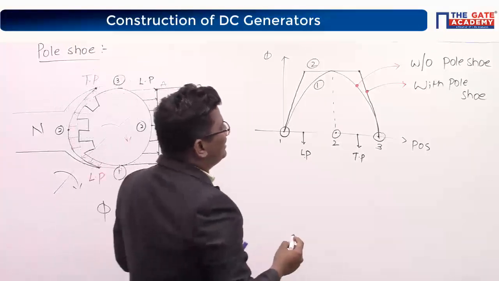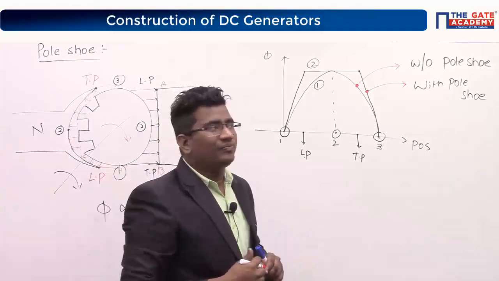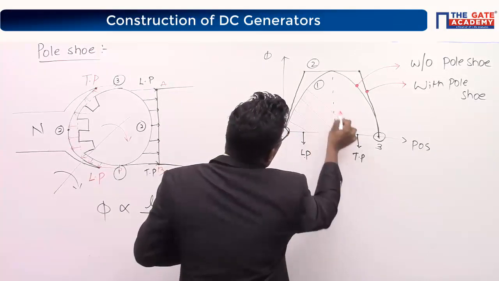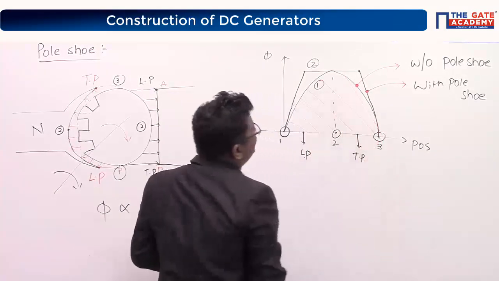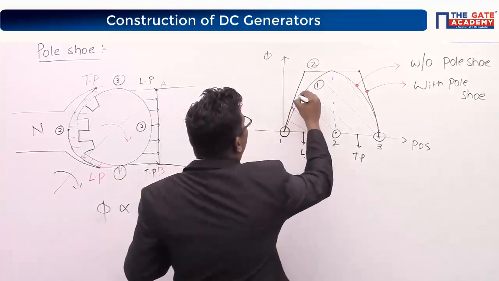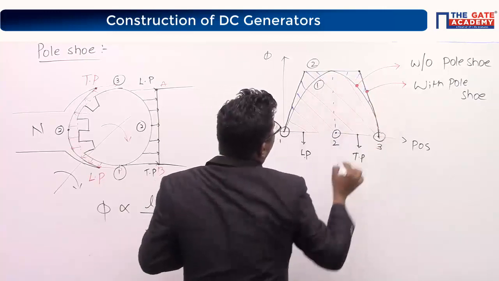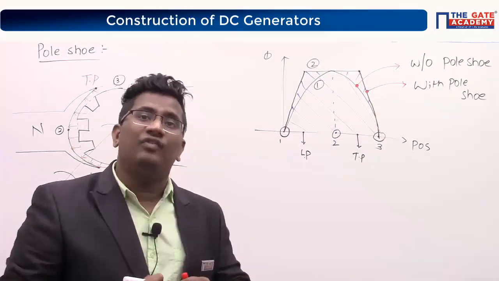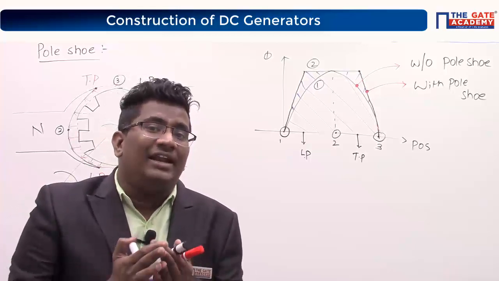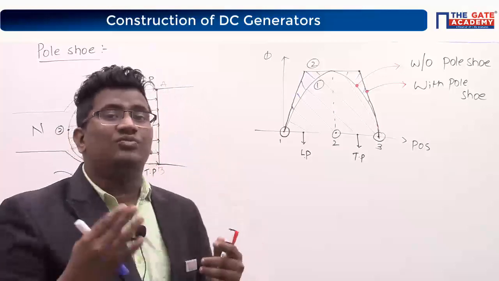Why? Because, look here. Tell me what is meant by area. How will you define average value or area? The average value is nothing but the area under this curve, right? Tell me which is having more area. Curve 2. Therefore, can I say the average output voltage generated by the second curve is more than the first curve?